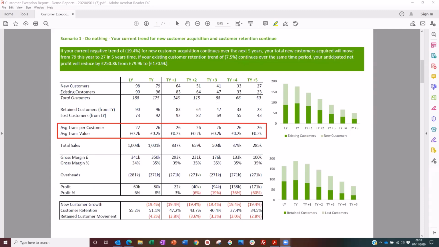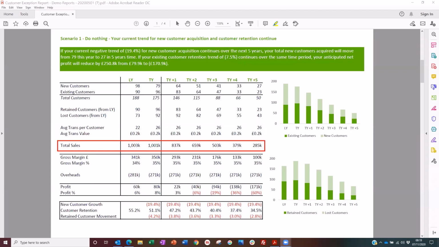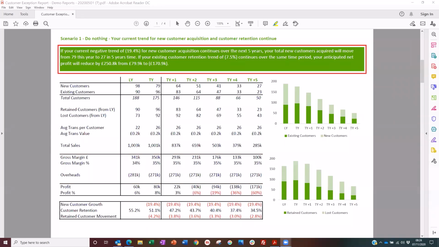The average transactions per customer and the average transaction value are assumed to remain the same throughout the scenario. A projection for total sales is then provided. Margin rates and overheads are assumed to remain the same, providing a projection of future profitability. The impact of all of these assumptions are then expressed in the paragraph at the top of the section.